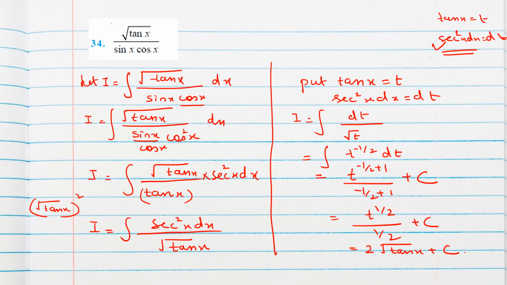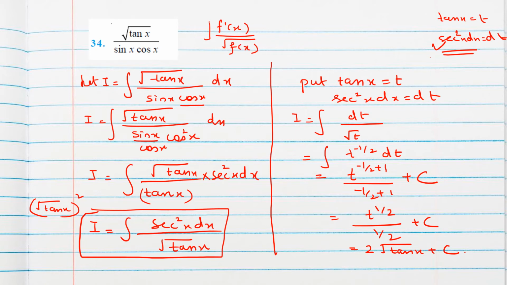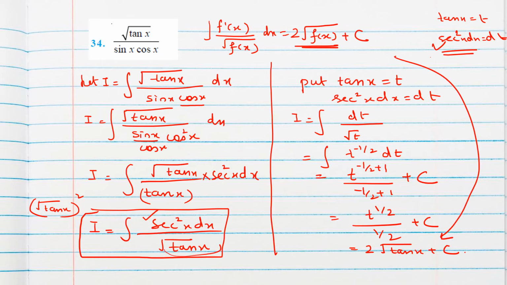If we observe this integral, directly we can apply the formula also, f dash of x divided by root f of x. Okay, the term which is inside the root, if derivative of that term is there in numerator, so answer will be 2 times root of denominator. And see, we got the same answer, isn't it? 2 root tan x, the term inside the bracket. So this also we can apply here.